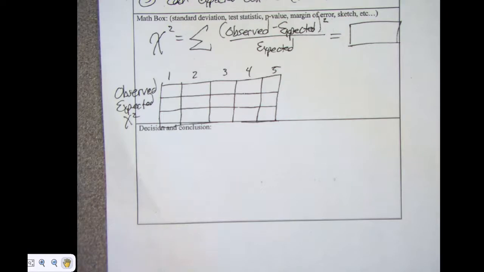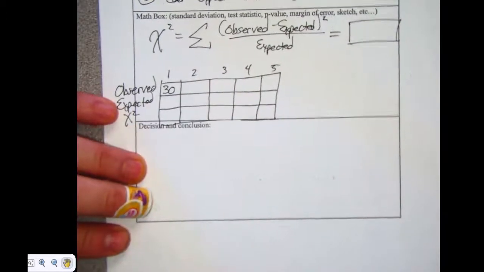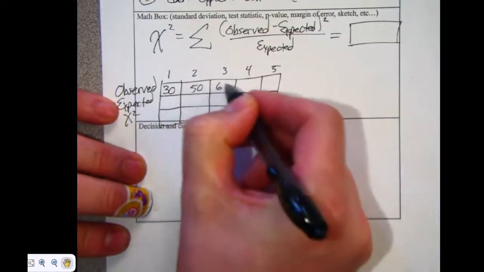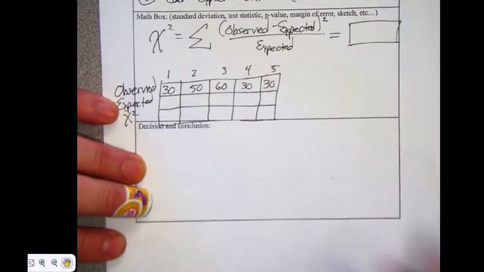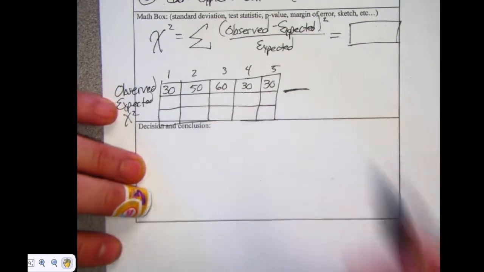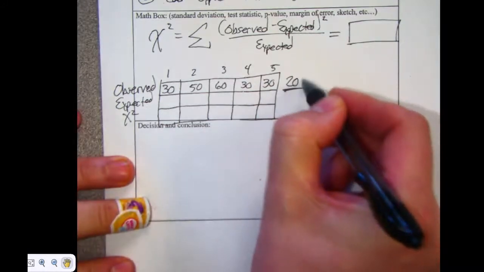So the observed, I can just write in. I'm just writing in the data that I see. This is what I observed. This is what actually happened in my sample. And then I would total those up. I think that's the easiest thing to do. So there's 200.